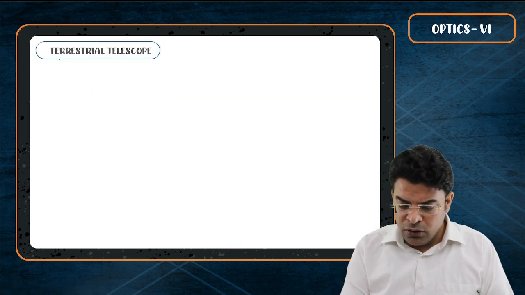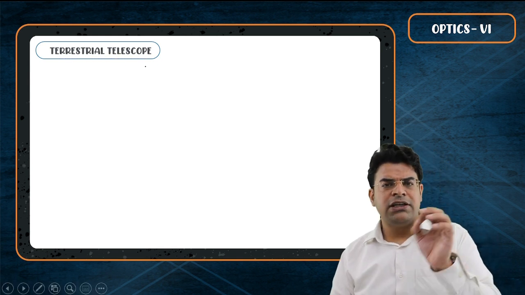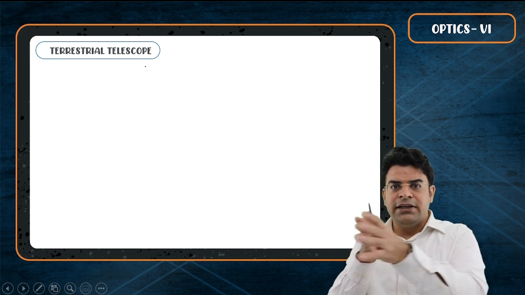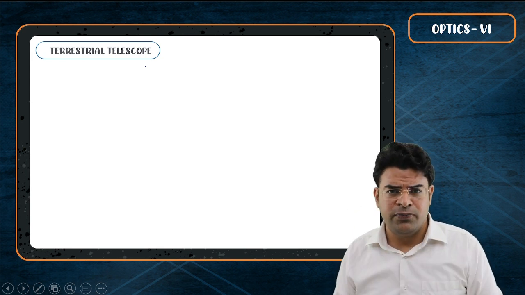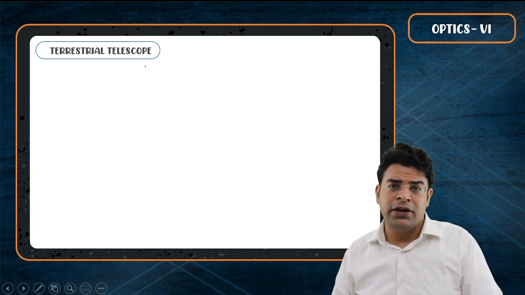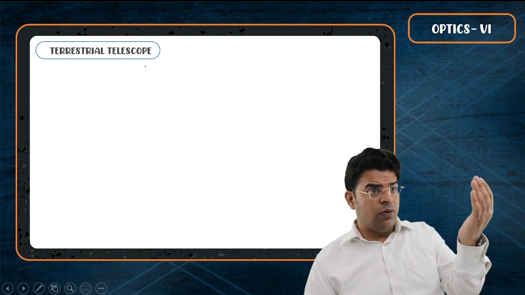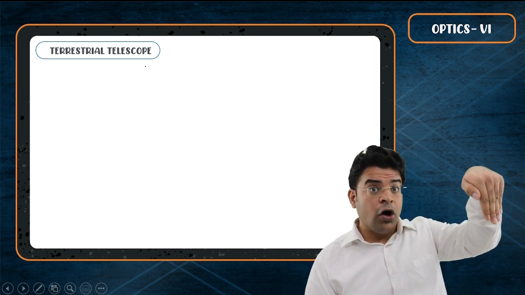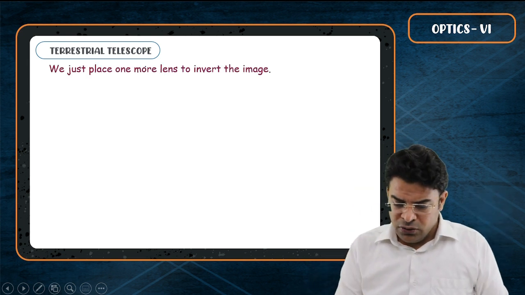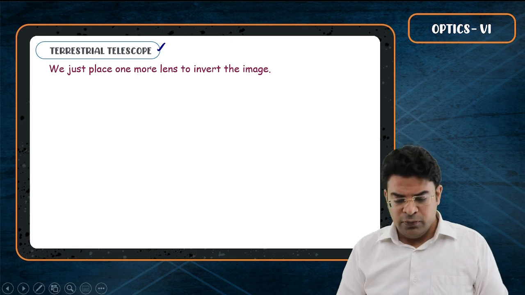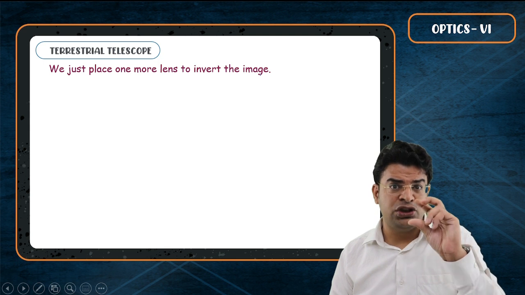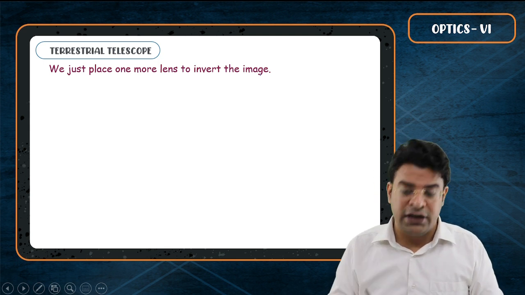Moving on to our terrestrial telescope. What is a terrestrial telescope? Terrestrial telescopes are the telescopes which are used to look at things moving on Earth or placed on Earth. Now we can't use an astronomical telescope to look at a mountain. Why? Because the astronomical telescope forms the image upside down. The objective inverts it. It forms a real image. So sir, what to do? In a terrestrial telescope, we just place one extra lens to invert the image, and this lens is called the inverting lens.